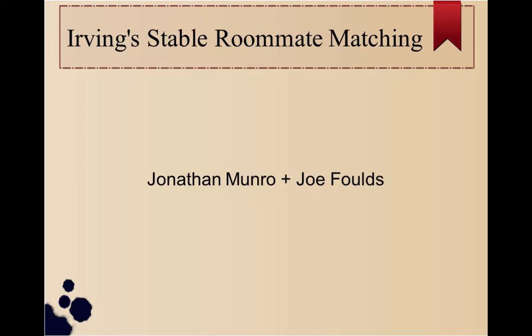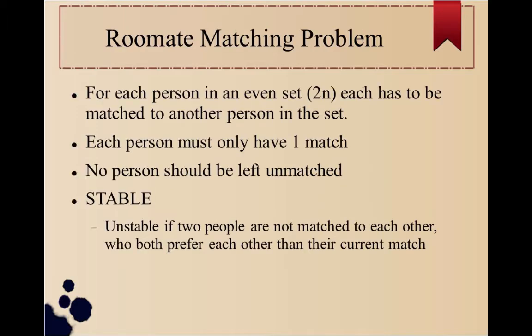Roommate matching algorithm. What we're trying to solve is the roommate matching problem. This is where we have a group of people who are all trying to get a match with one other person in the group for a roommate. Each person must only have one match. There are no people left unmatched. It is also stable, so if it's unstable, there are two people who have not been matched with each other, but both prefer them to their current match.